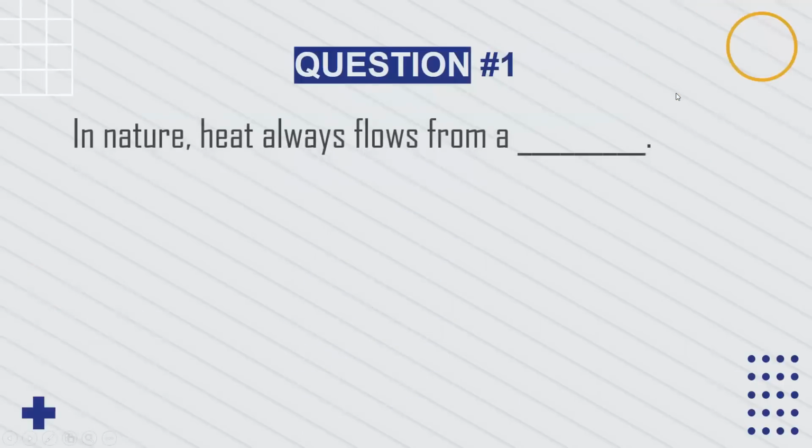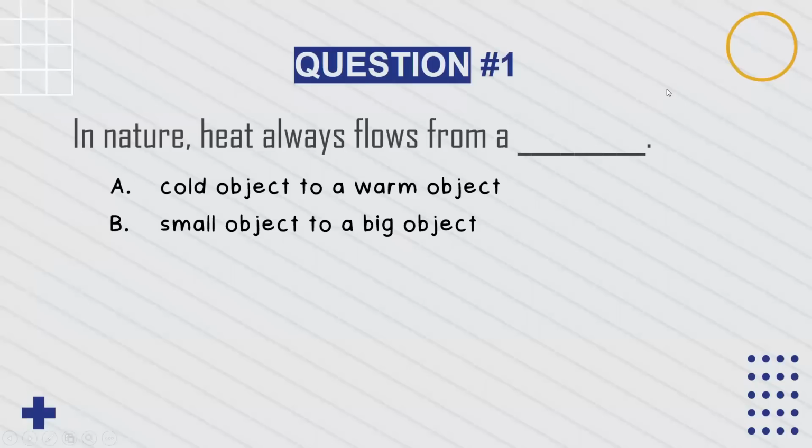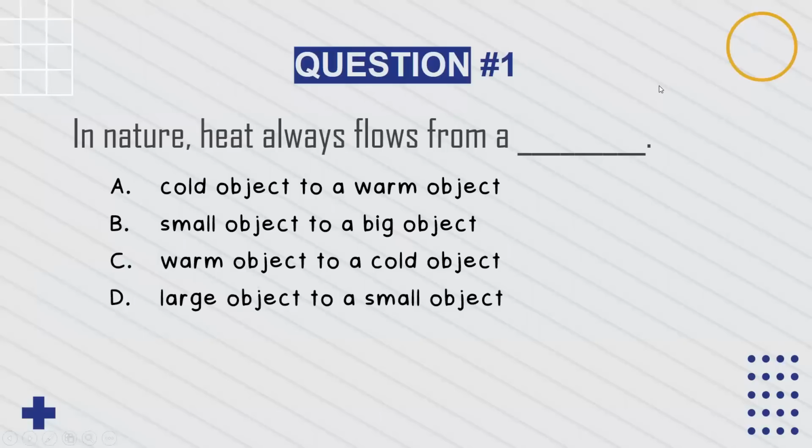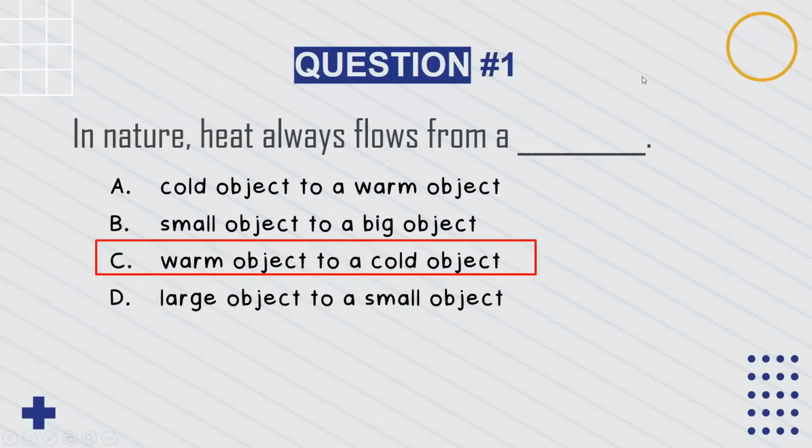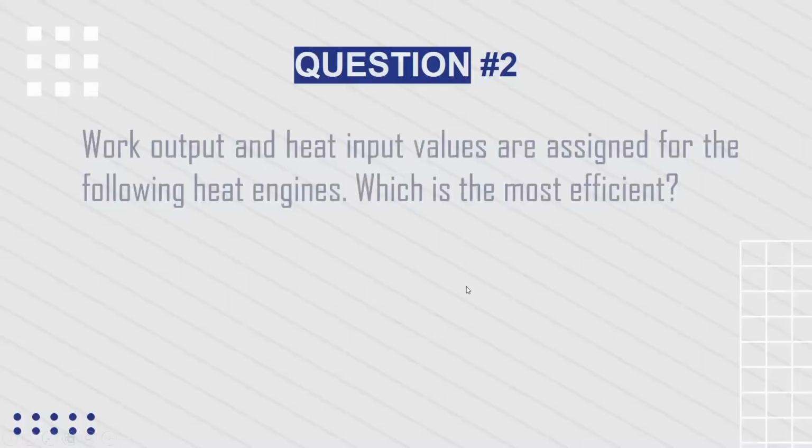In nature, heat always flows from a blank. Is it A, cold object to a warm object, B, small object to a big object, C, warm object to a cold object, or D, large object to a small object? The correct answer is C, warm object to a cold object.